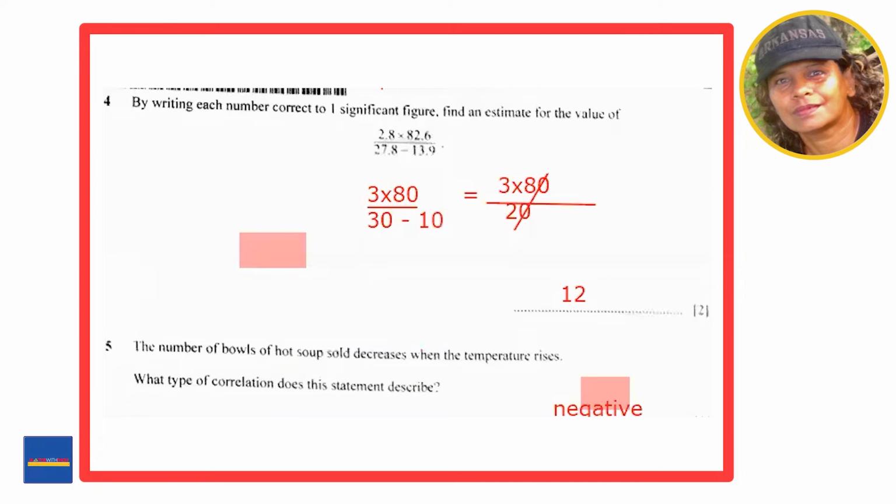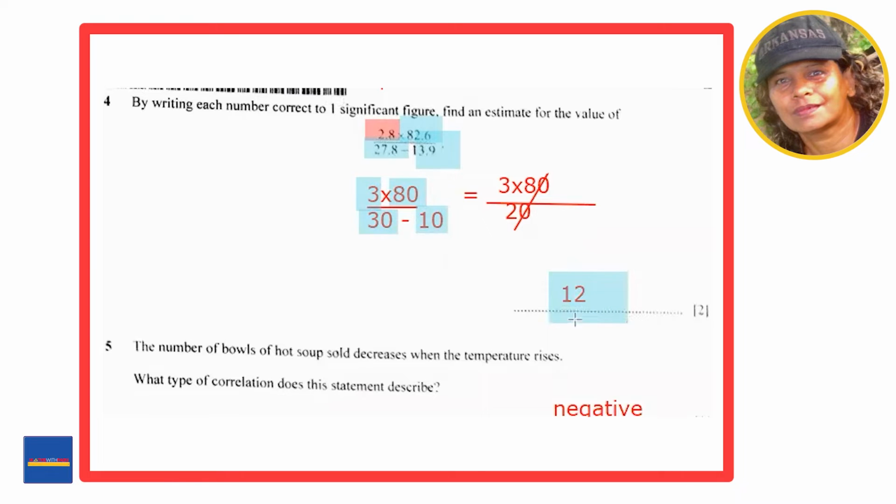Question 4. They're asking you to write each number to one significant figure. So 2.8 to one significant figure is going to be 3. And then we have 82.6 to one significant figure is going to be 80. 27.8 to one significant figure is 30. 13.9 to one significant figure is 10. So 3 into 80 over 20, which will give us 12.